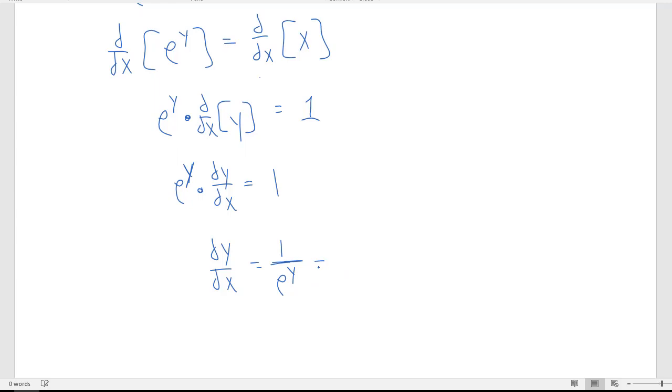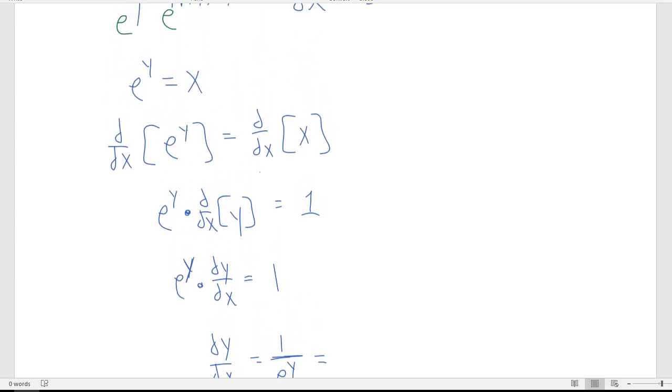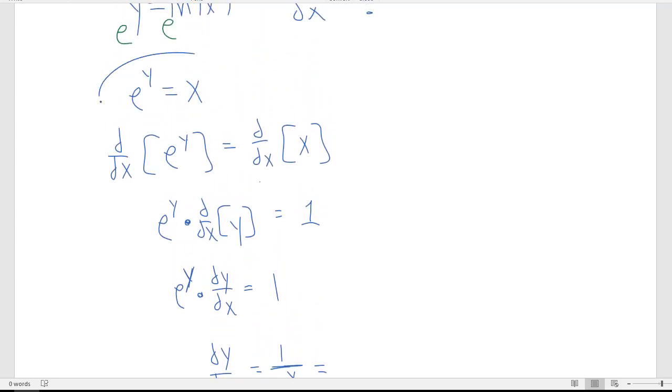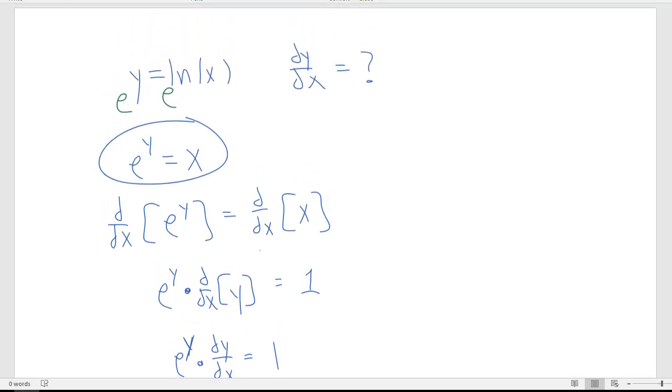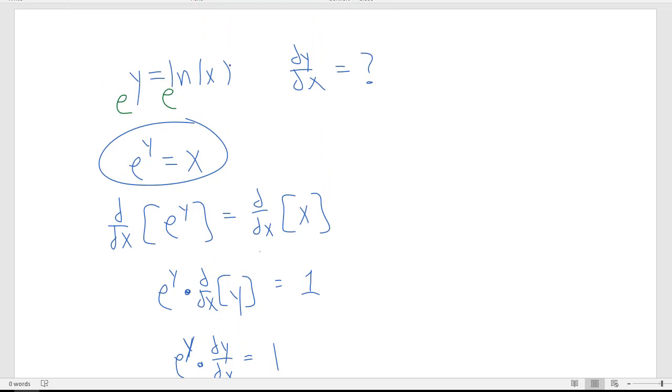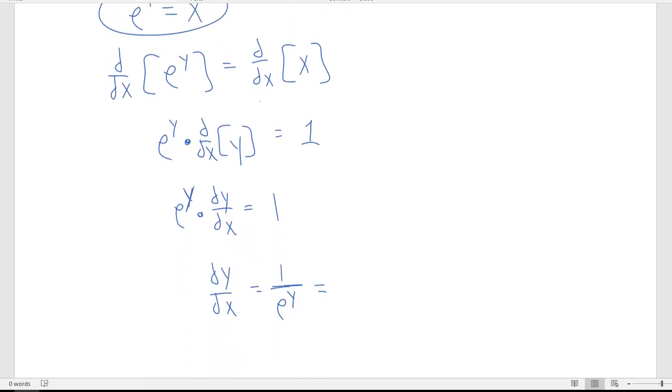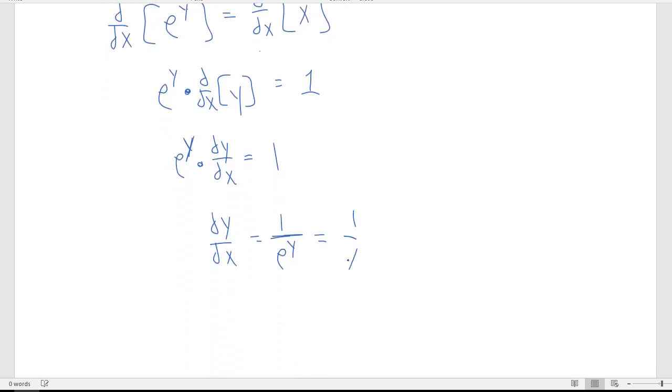So what we would do in this scenario is remember, let me scroll back up, that we are looking for e to the y, and e to the y is equal to x. When we rewrote our logarithm, we took y equals ln of x and e'd both sides, and we wrote that as e to the y equals x. So when I come back down here, the e to the y, I'm going to replace with x. So what we have then is the derivative being 1 over x.